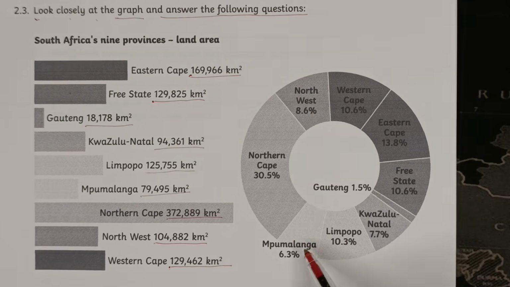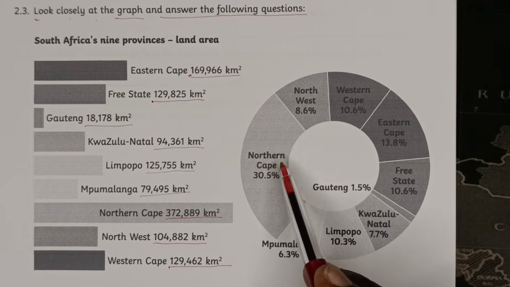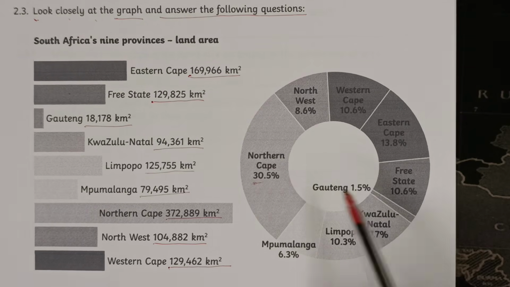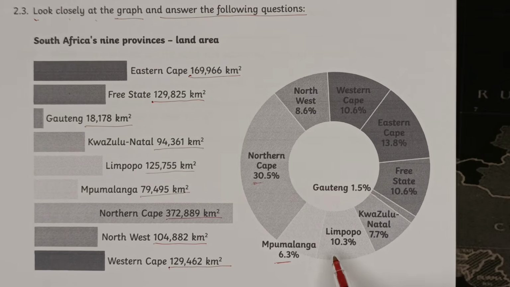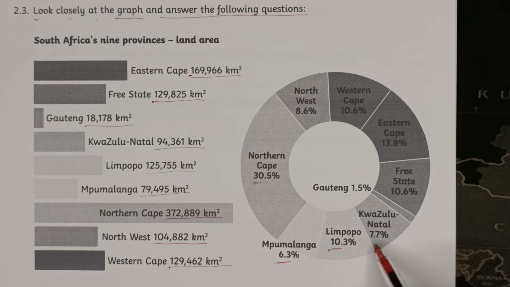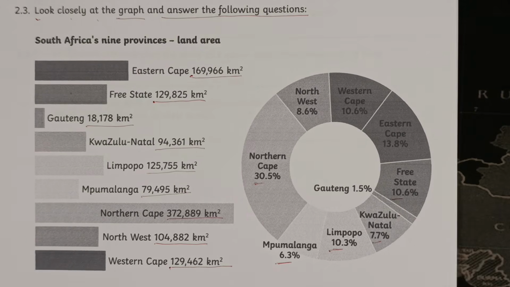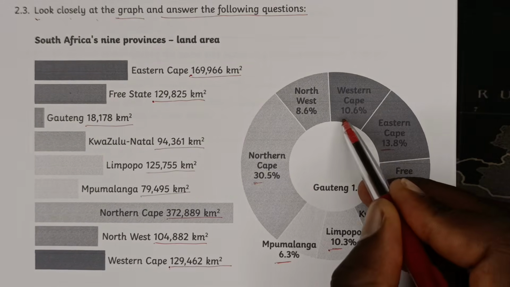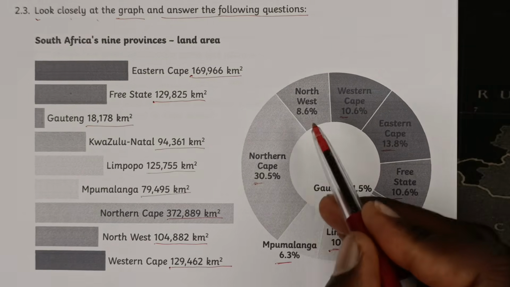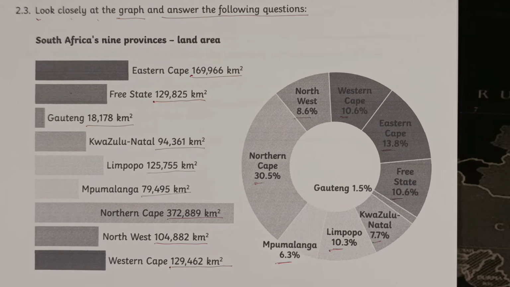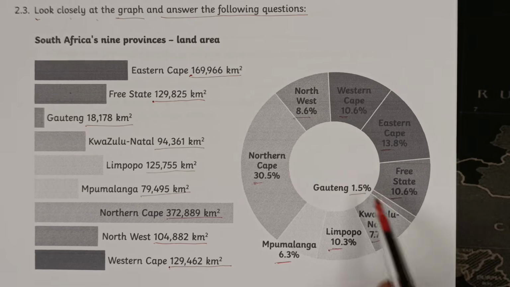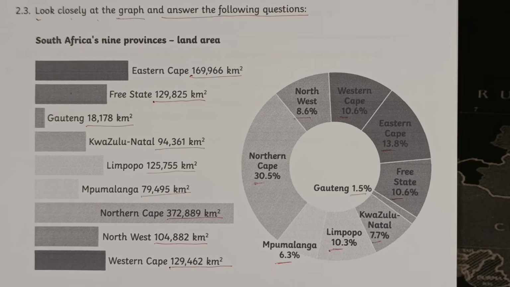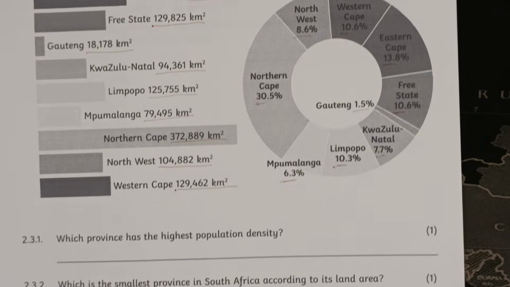So you can see they say Northern Cape takes 30% of the land, Mpumalanga 6.3%, Limpopo 10%, KwaZulu-Natal is 7.7%, Free State is 10.6%, Eastern Cape is 13.8%, Western Cape is 10.6, Northwest is 8.6, Gauteng 1.1%. All right, let's go to the questions.